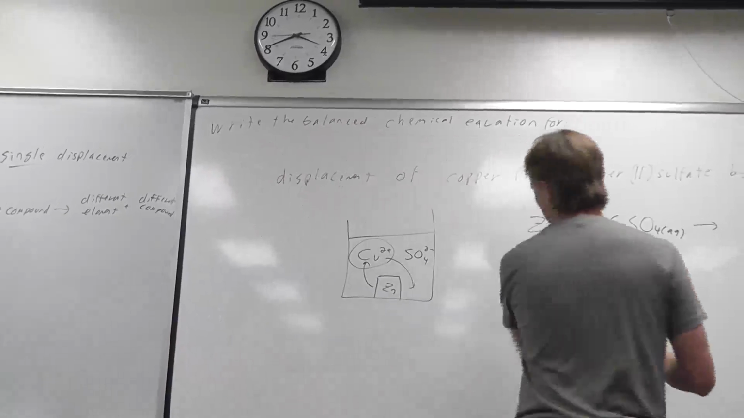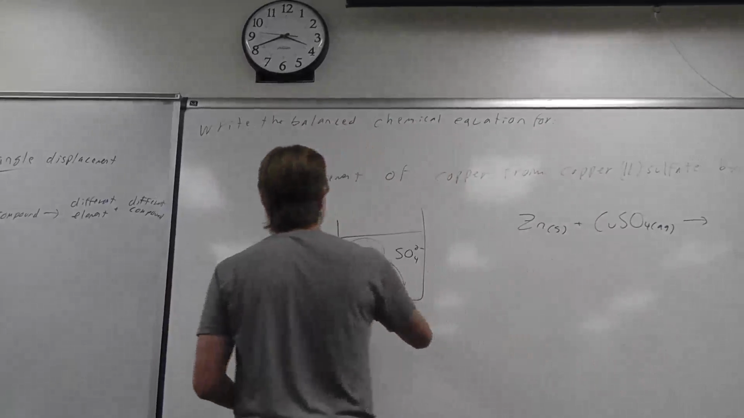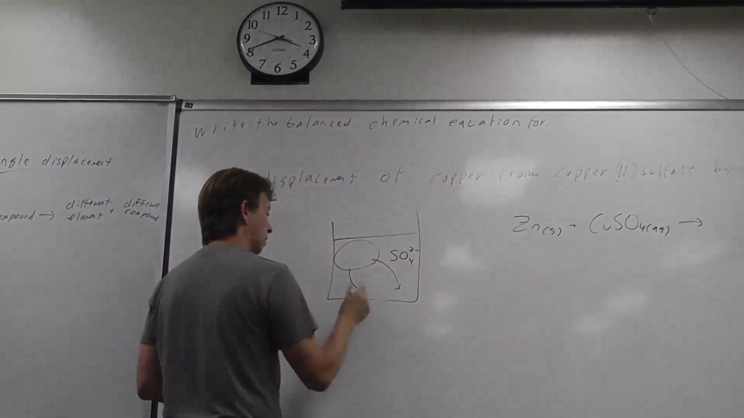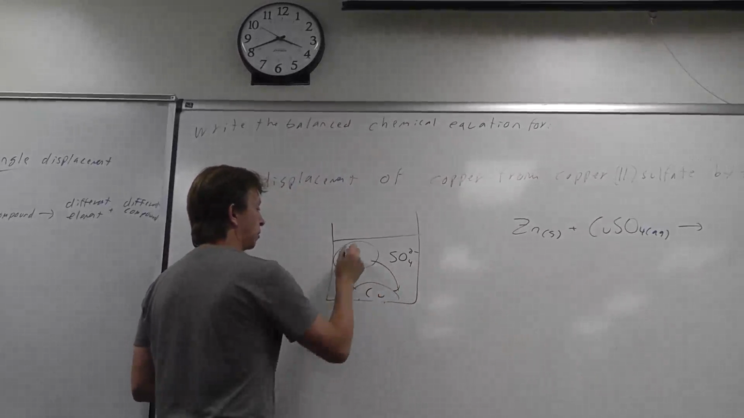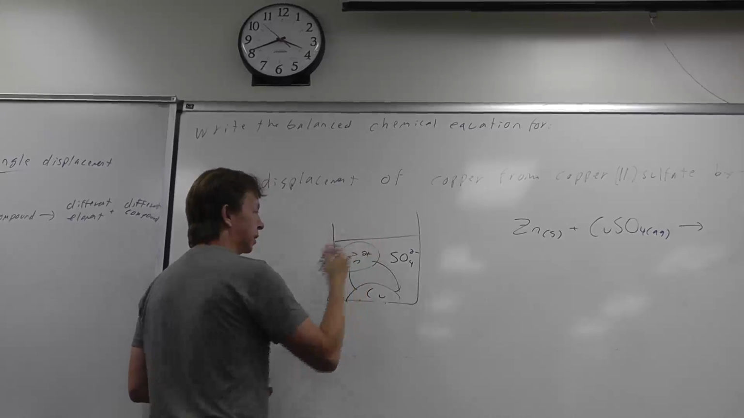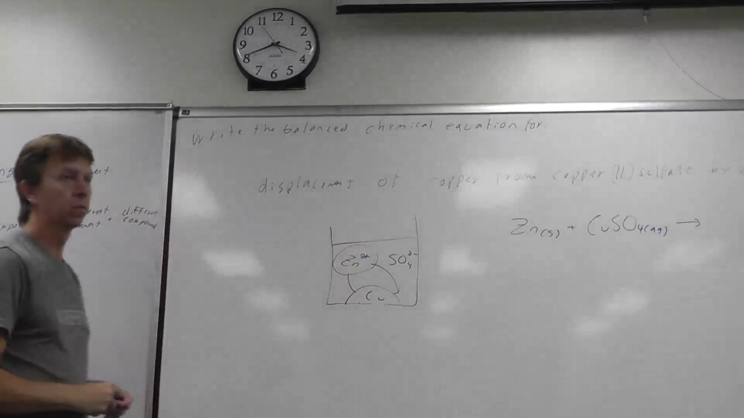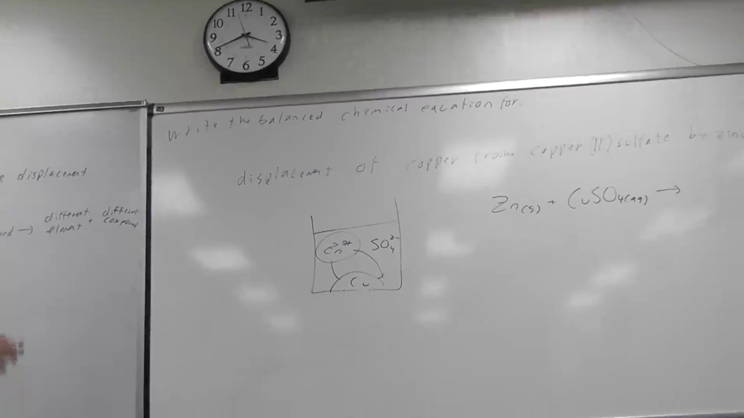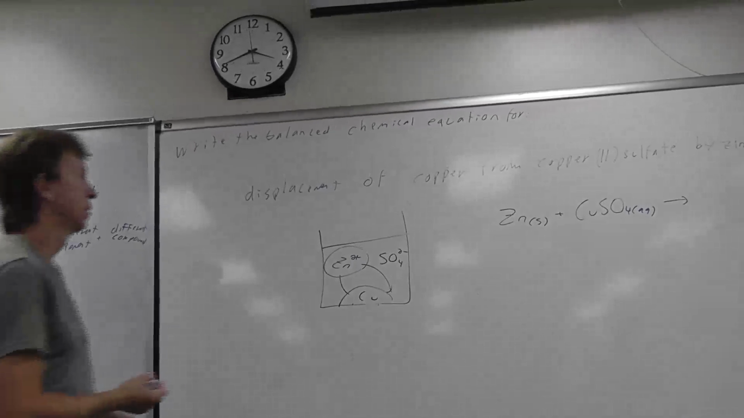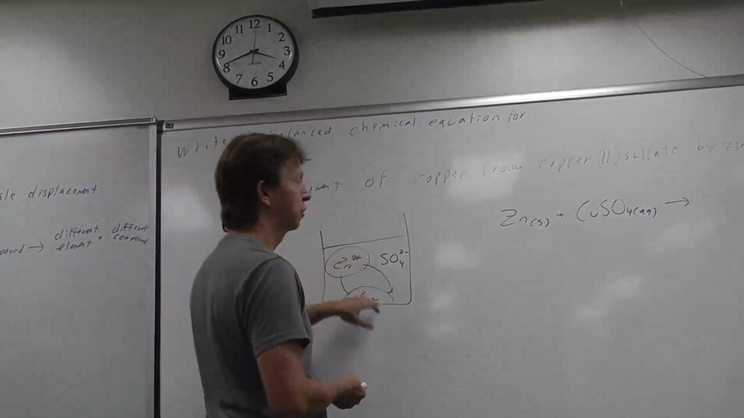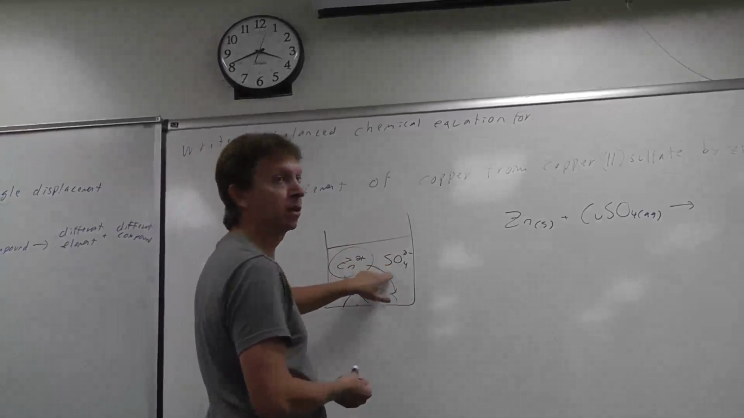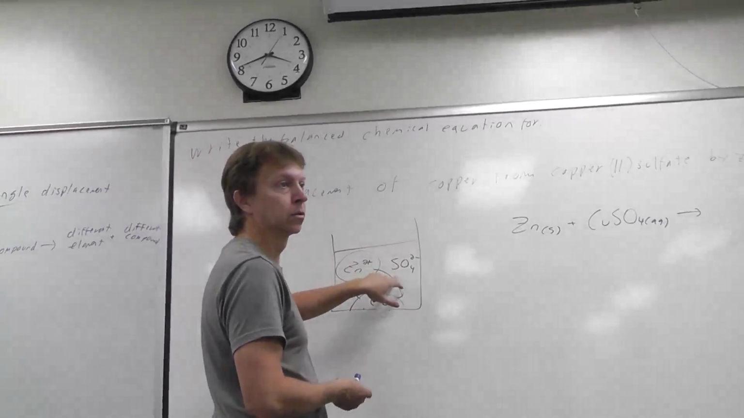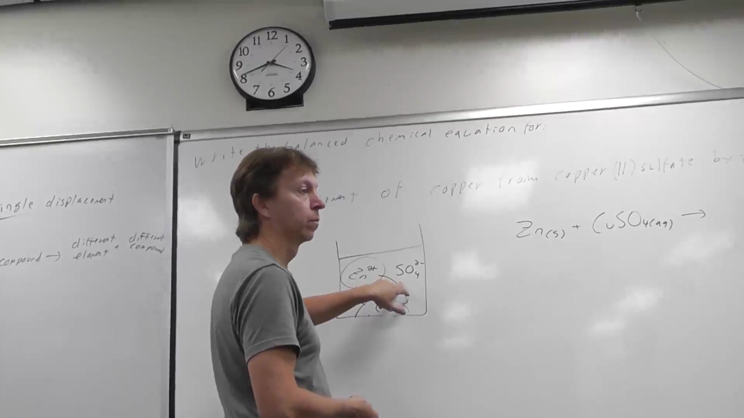So what you wind up with, I guess picture-wise, is copper solid and zinc ions in solution. So the zinc goes from being solid to dissolved, the copper goes from being dissolved to solid, and what does the sulfate do? Nothing.